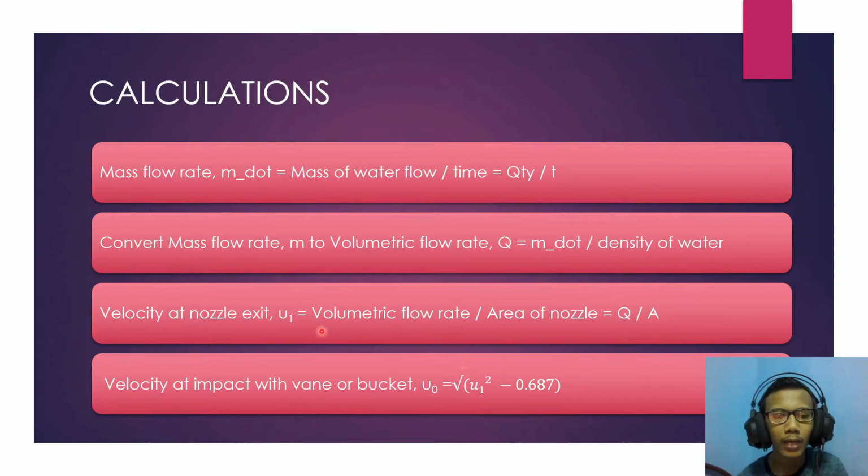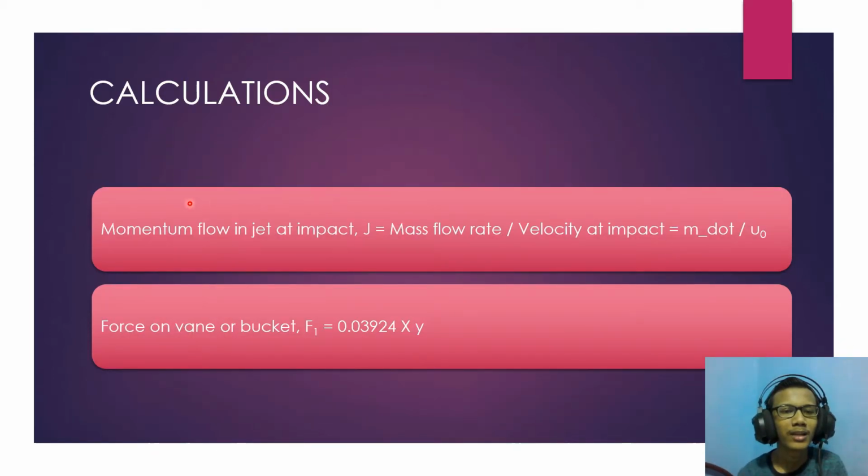Using U1, we can calculate the velocity at impact with the vane or bucket. U null, or U0, equals this equation right here. And last but not least, using the mass flow rate divided by the velocity at impact, m dot divided by U0, we can get the momentum flow in the jet at impact, J. And F1, which is the force on the vane or bucket, as I have explained earlier, is this equation right here.